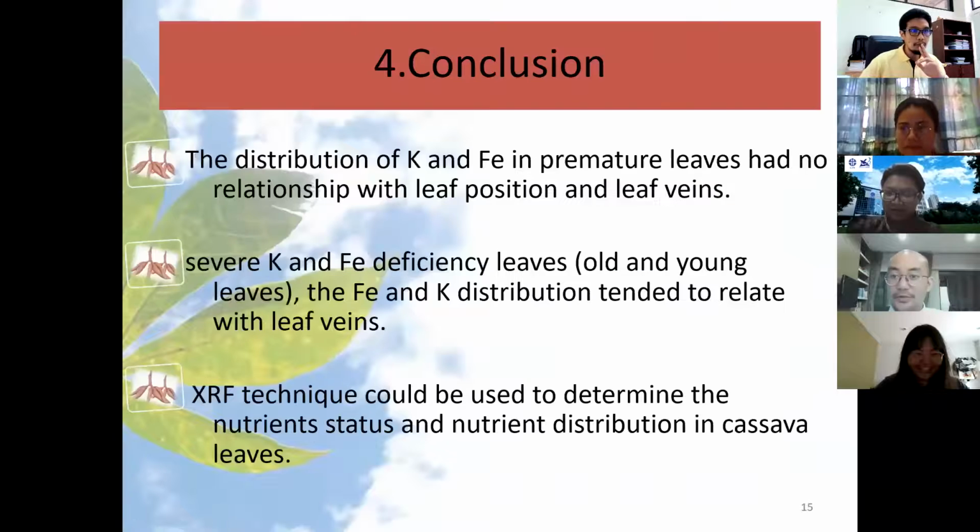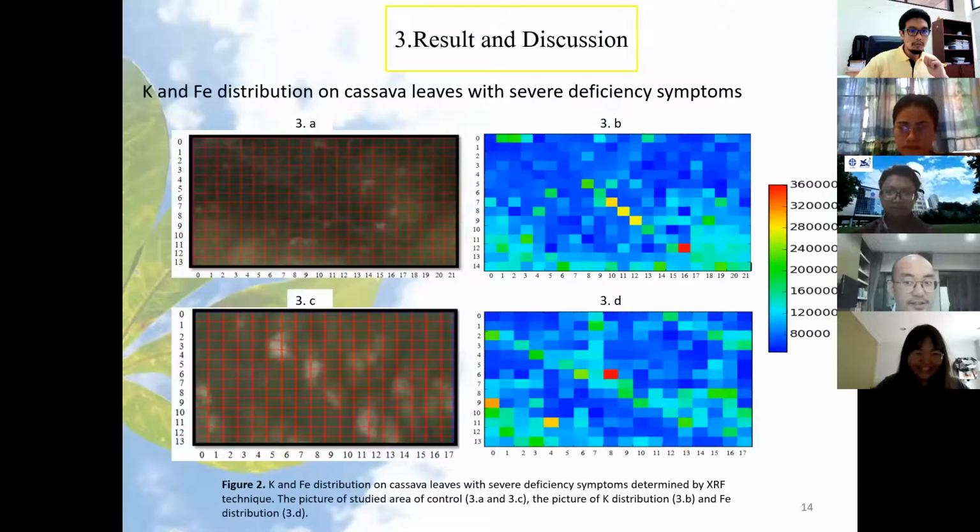Okay, Ms. Titaya, I have one question. Please, Dr. Prapal. Okay, since nobody asked, then I have something to ask. Can you go back to slide number 14? Slide number 14, 13 and 14. I see this result, K and Fe, yes.